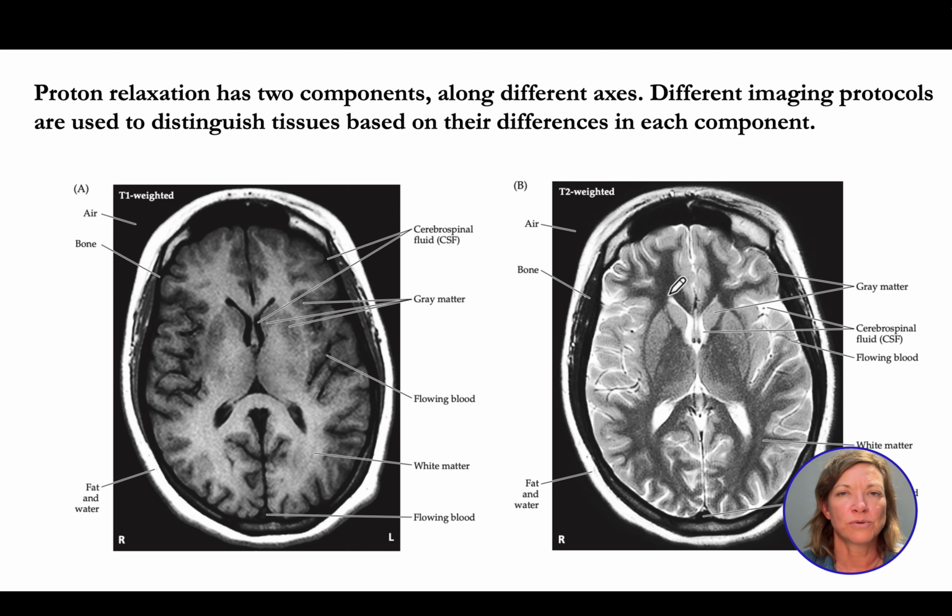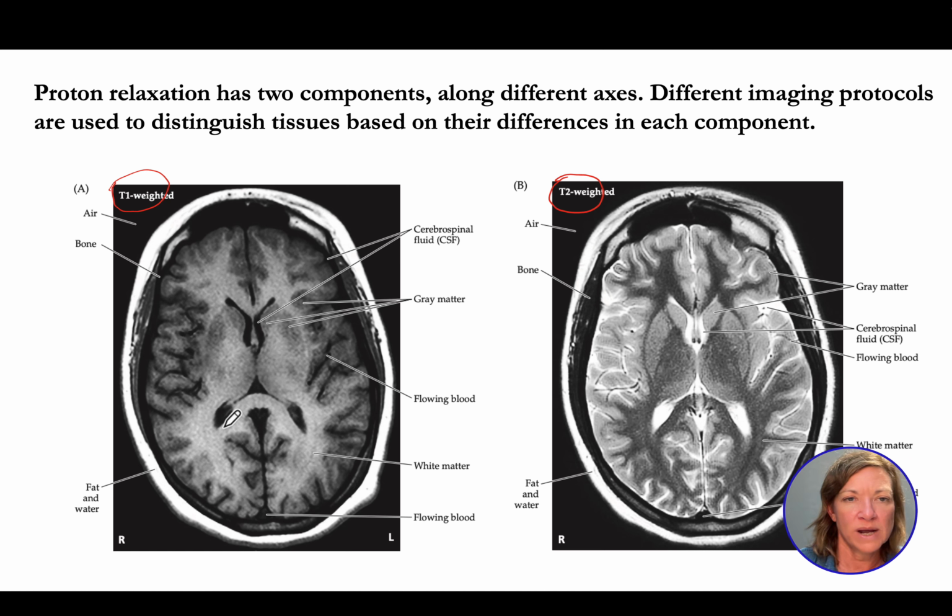So there's two components to relaxation. They're moving along different axes, and different imaging protocols in MRI are used to distinguish tissues based on their differences in each component. So a T1 weighted image discriminates between tissue based on their T1 relaxation time, and a T2 weighted image discriminates between different tissues based on a T2 relaxation time. And that's all these mean. They're just measuring different parameters of proton behavior in the scanner.